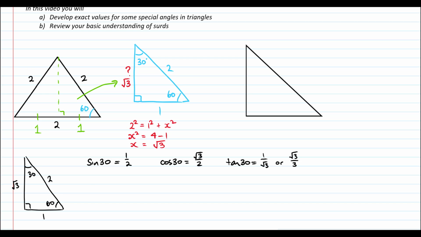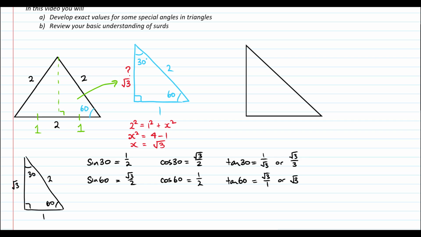And now let's look at the 60 case. Sine of 60 is equal to opposite over hypotenuse, root 3 over 2. And cos of 60 is equal to adjacent 1 over hypotenuse, which is 2. And tan of 60 is equal to opposite over adjacent, which is root 3 over 1, or just root 3. And there we have our 6 exact ratios that come from that particular triangle.